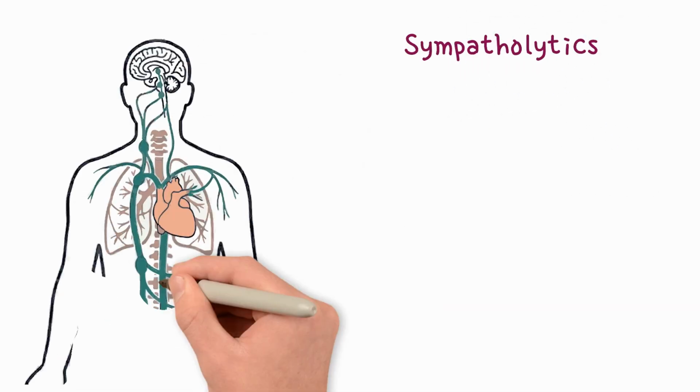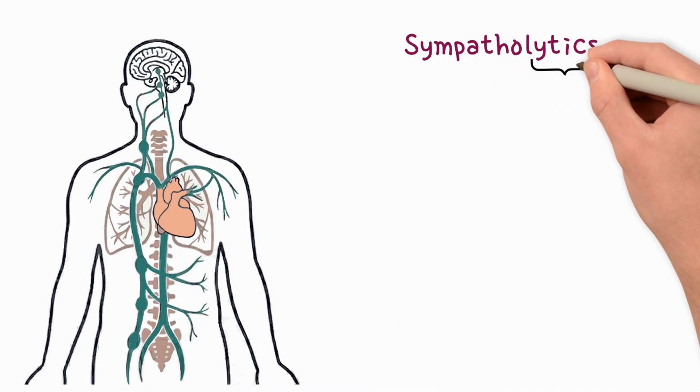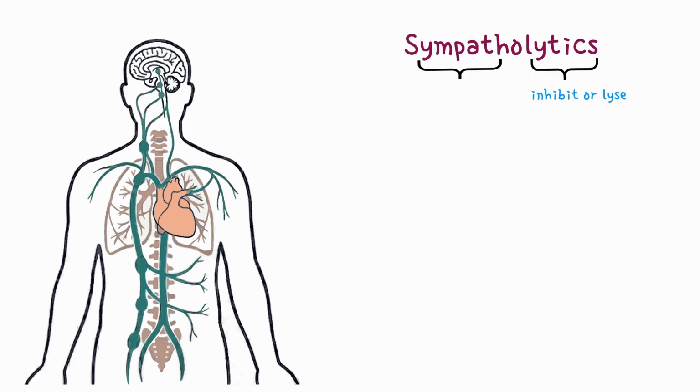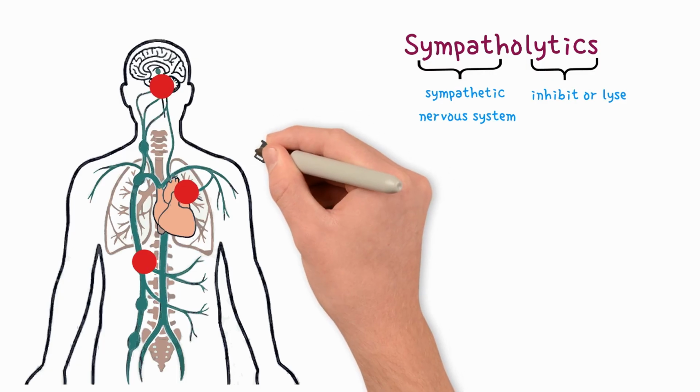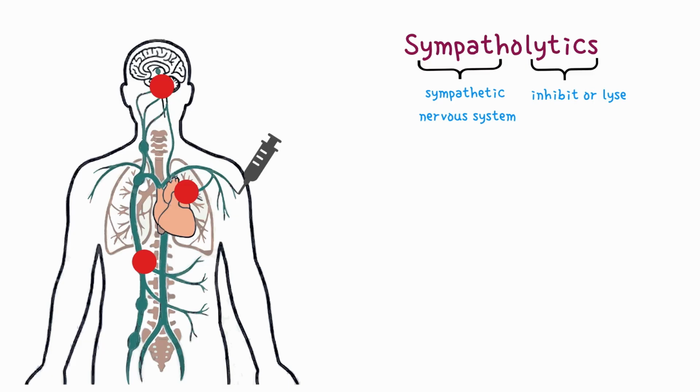Sympatholytics are pharmacological agents that function by inhibiting or lysing the activity of the sympathetic nervous system. They achieve this by blocking sympathetic nerve stimulation or by blocking the effects of externally administered agonists, such as isoproterenol. There are three primary mechanisms used to achieve sympatholysis.